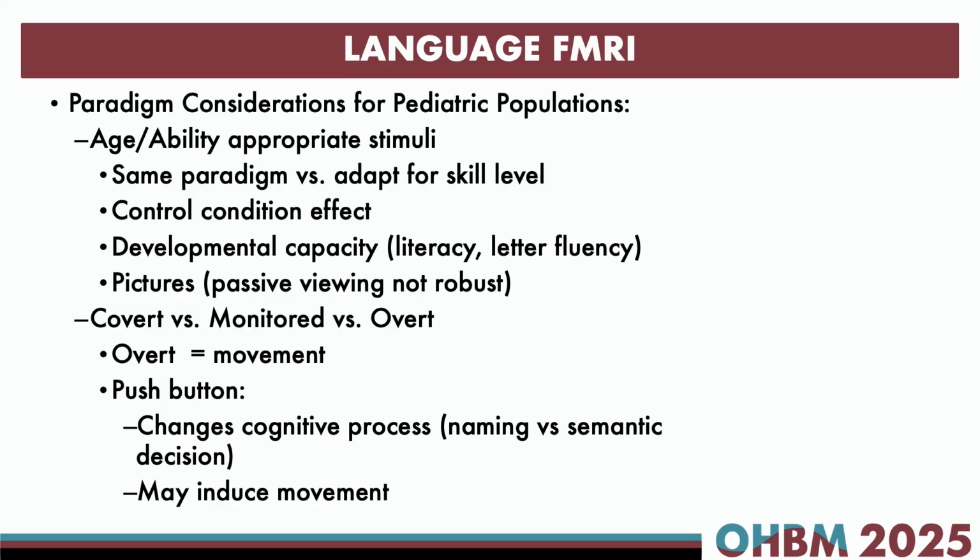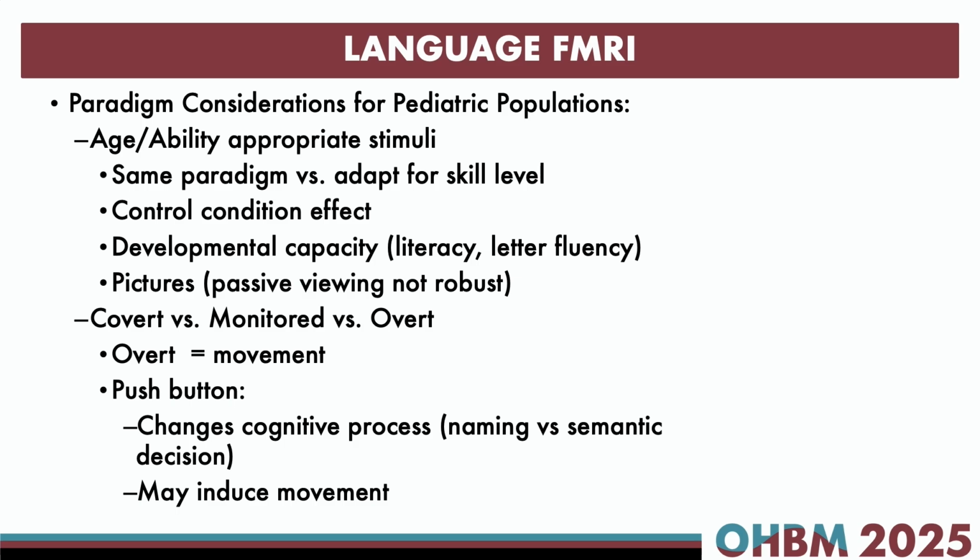Do you want to use the same paradigm for everyone, which is good for research, or do you want to adapt the skill level, which is usually more necessary for clinical purposes? You want to think very carefully about the control condition and the developmental capacity of the person, so you don't want to give a reading task to a person who's not able to read at that level. So we're always trying to match.